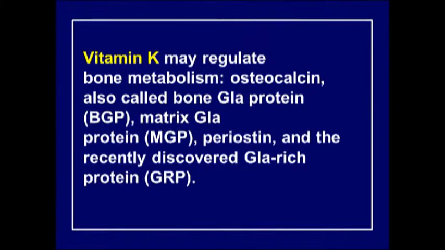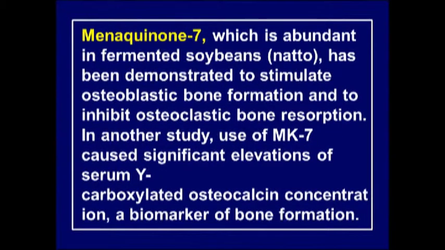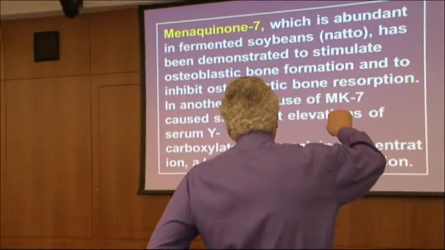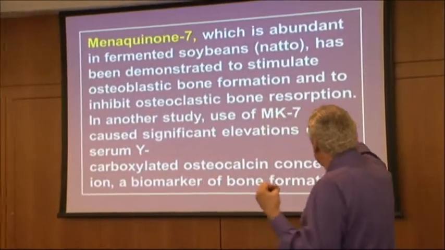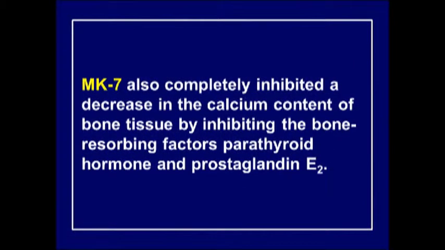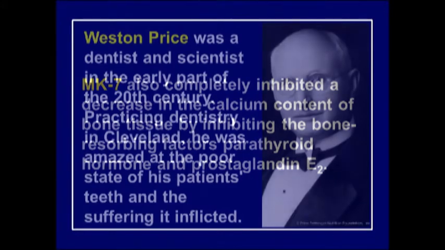K may regulate bone metabolism. In other words, the osteocalcin, the bone protein in there. MK7, which is abundant in fermented soybeans, especially natto, has been demonstrated to stimulate osteoblastic activity, that's the cells that stimulate bone growth, and to inhibit osteoclastic activity, which is the ones that stimulate the resorption or breaking down. MK7 has also completely inhibited a decrease in the calcium content of bone tissue by inhibiting the bone reabsorbing factors.